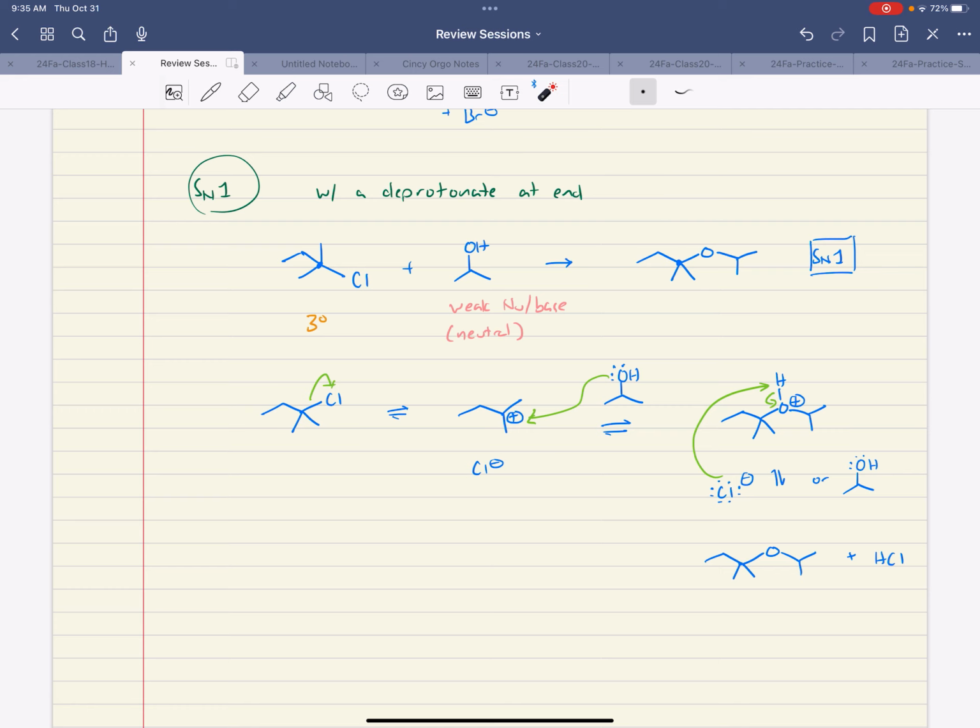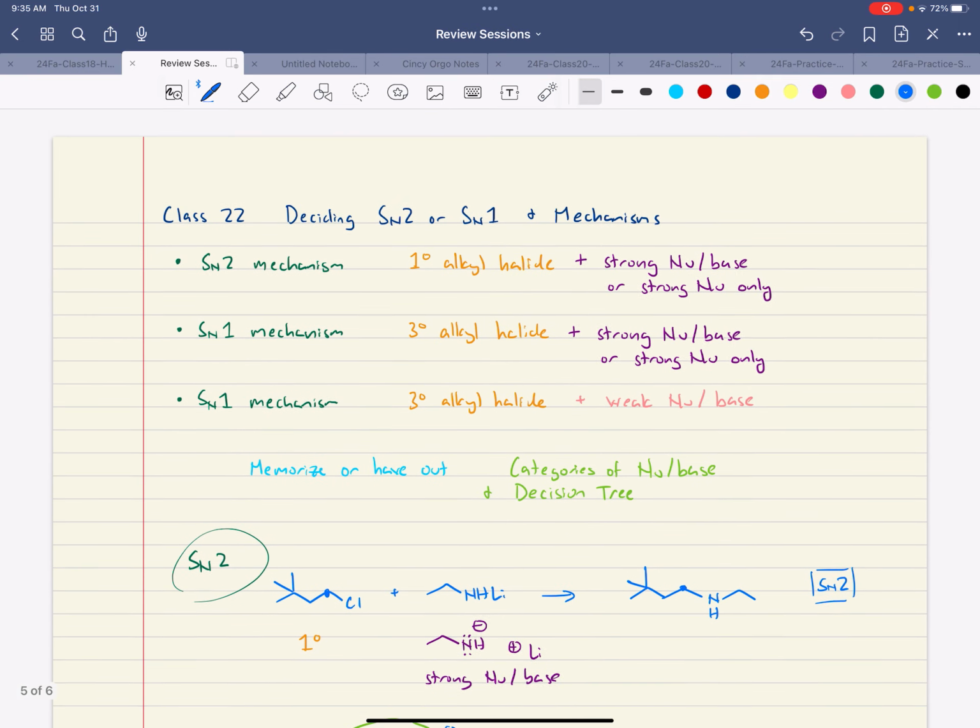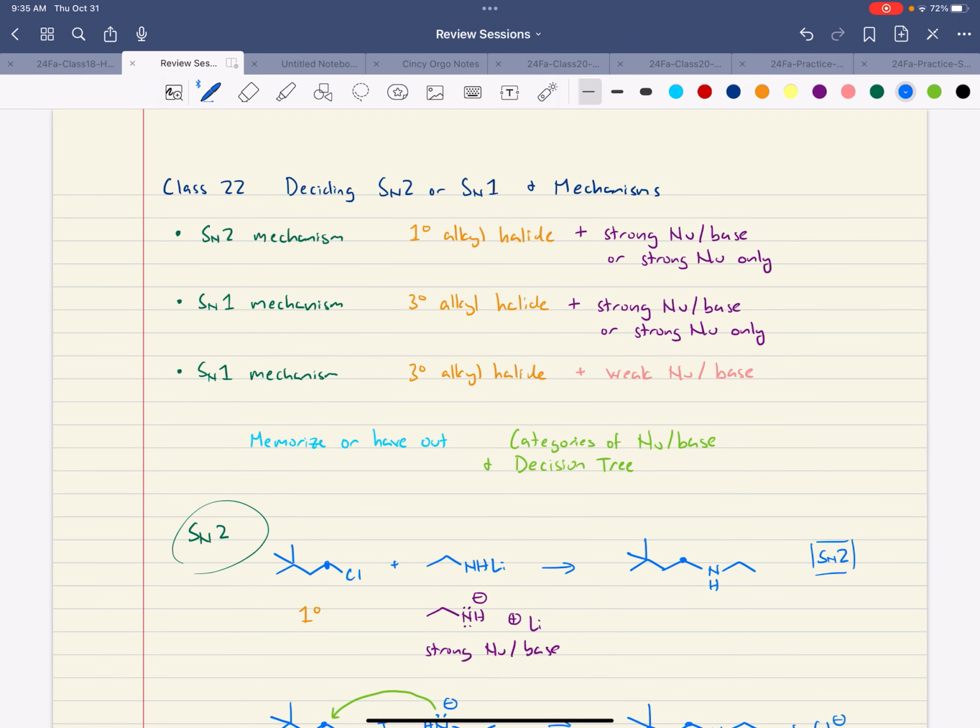Okay. RDS we said was at the beginning because that's when the leaving group leaves. It's unimolecular, and there is your example. I think out of the 3, by the way, most students have slight problems with this because of that deprotonation at the end.